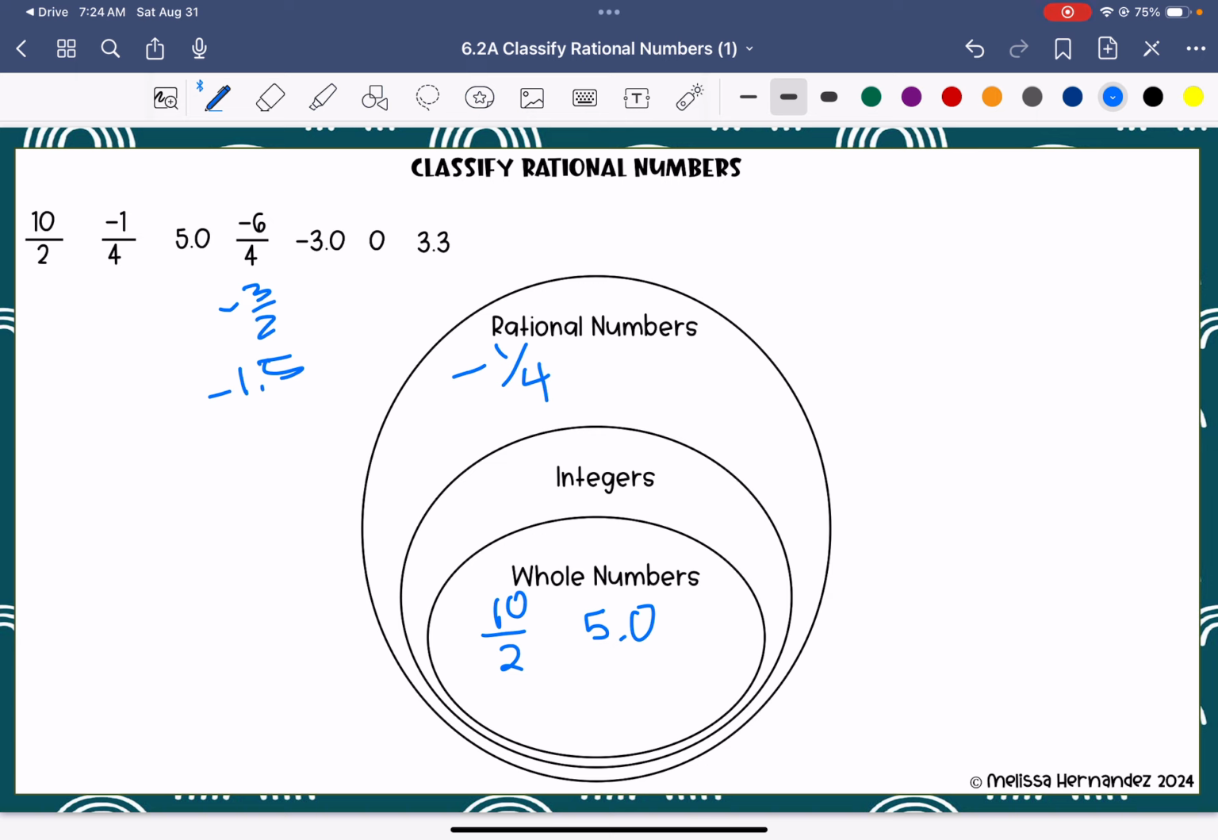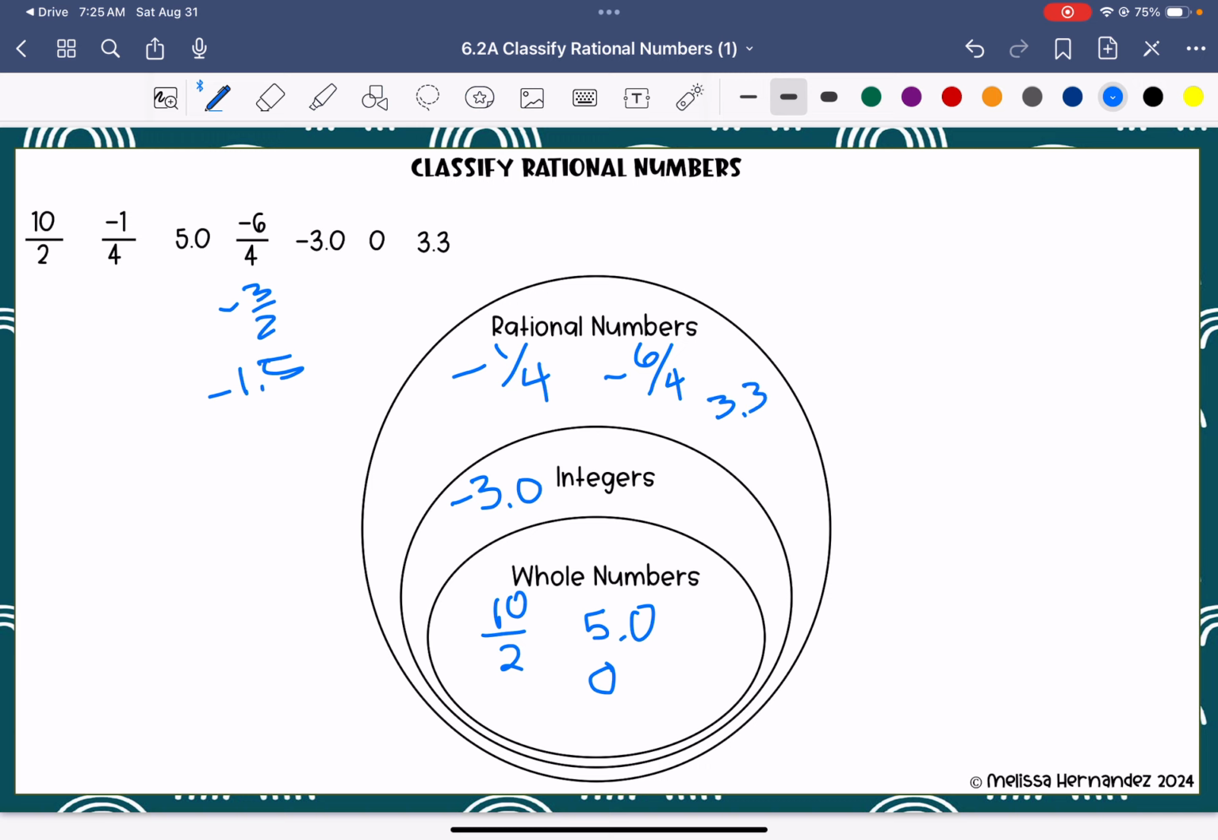And so our fractions, decimals, and percent are going to go in the rational number section. And like I said, it doesn't matter if it's positive or negative. A lot of times kids see negative and they automatically want to throw it into the integer section. So negative 3.0, that is the perfect example of an integer. And so a negative whole number is where it would go for integers. 0, well, that classifies as a whole number. So it goes right there. 3.3, and if you notice, it's positive, so we're going to put it in rational.